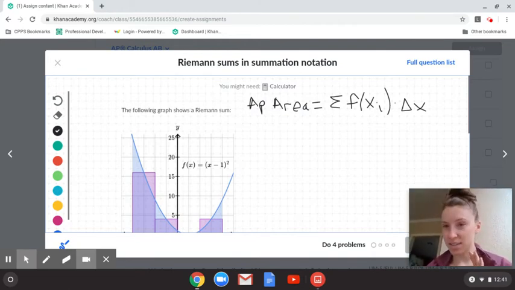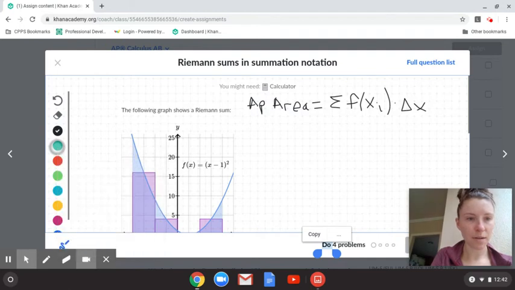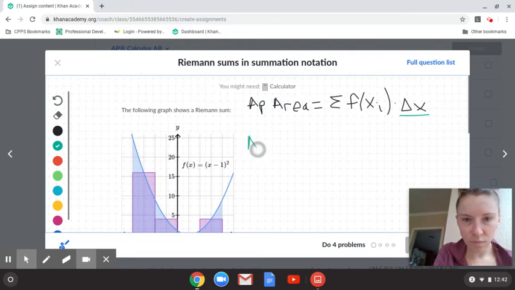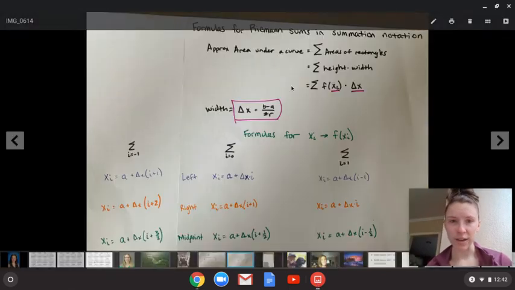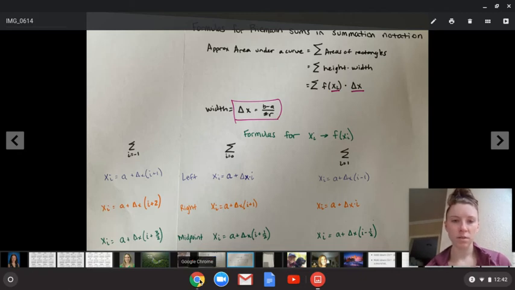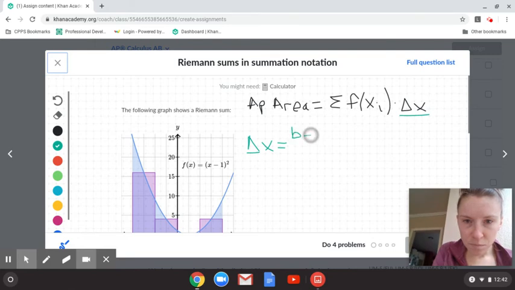We need to find our delta x, our width, and we need to find x sub I. So let's go ahead and do that. Let's find our change of x first. So we can go back to that formula sheet if we forgot what the formula for change of x is. B minus a over the number of rectangles. So b minus a over the number of rectangles.